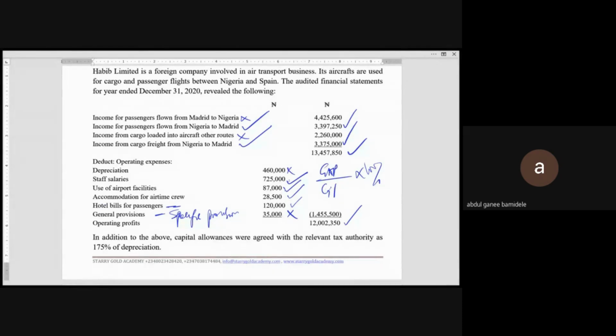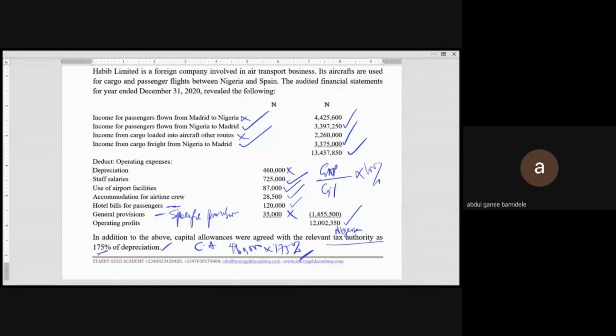After that, for your capital allowance. In some questions, like in this question, they told us, in addition to the above, capital allowances were agreed with the relevant tax authority as 175% of depreciation. So our capital allowance will be 175% times 460,000, which is 805,000. So this is what the Nigerian Tax Authority agreed as the capital allowance.